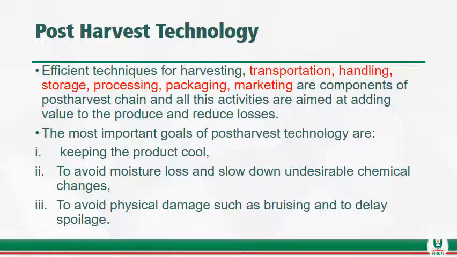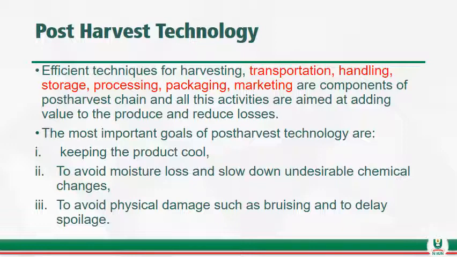And these are the components of the post-harvest chain. So the most important goals of post-harvest technology are you want to keep your product cool. And then the second point is you want to avoid moisture loss. You don't want your produce, your vegetables to look wilted, to look down. You don't want them to be soft and not look rigid and firm. So you want to avoid moisture loss. And most times when you get to the market, you see the marketers or the traders trying to put water on the vegetables so you can still see them looking alive and fresh.